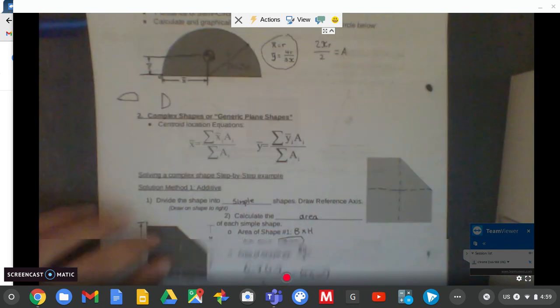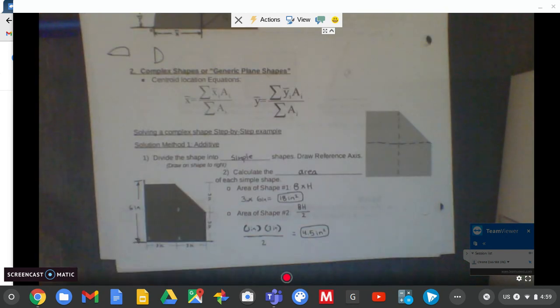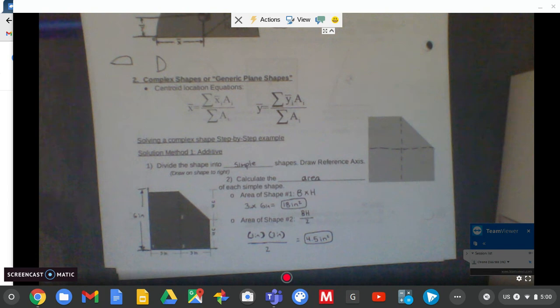Now you have the centroid location equations. This might look crazy, and it kind of is at first. These equations are going to be used in the next video when I explain how to solve one of the problems on 2.1.1. On the PLTW notes you have the step-by-step example, but I'm not going to say that in this video because I want to put it in my own words so it makes sense.